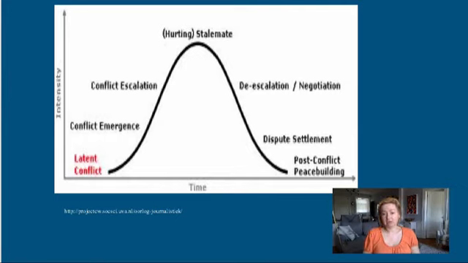This is, however, as I said, an ideal model that simplifies the complexity of conflict for the purposes of initial analysis and basic understanding. But we should be aware that in the real world, conflicts can take different twists and turns, and there can be multiple curves. There can be reemergence of conflict, and there would be multiple curves, not as linear as this model shows.